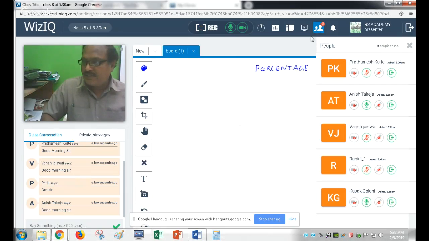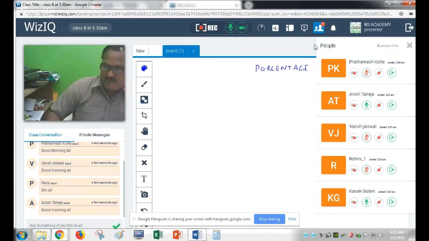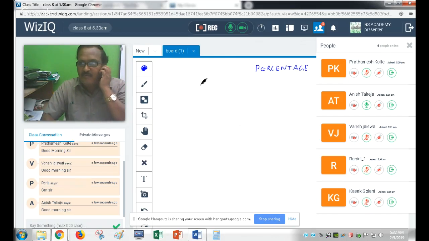Kasak, you can switch off your microphone. Whenever you want, you can speak. There will be a green button, a microphone symbol. On that you have to switch off, Kasak. You did not switch off. Okay. If you are silent, if your microphone is on, if you have headphones, I don't have any problem.